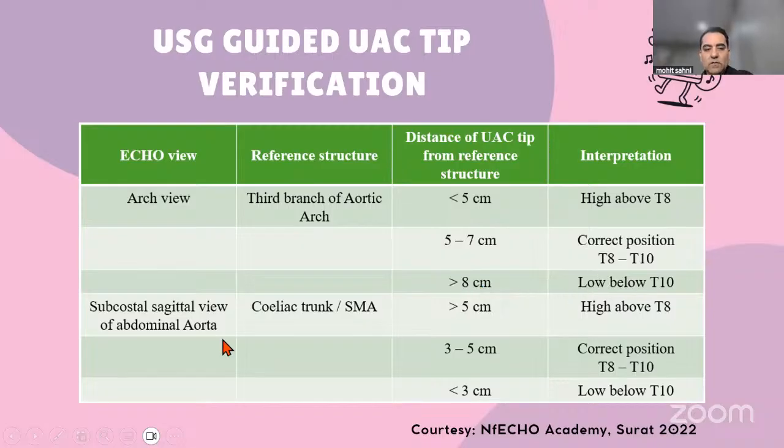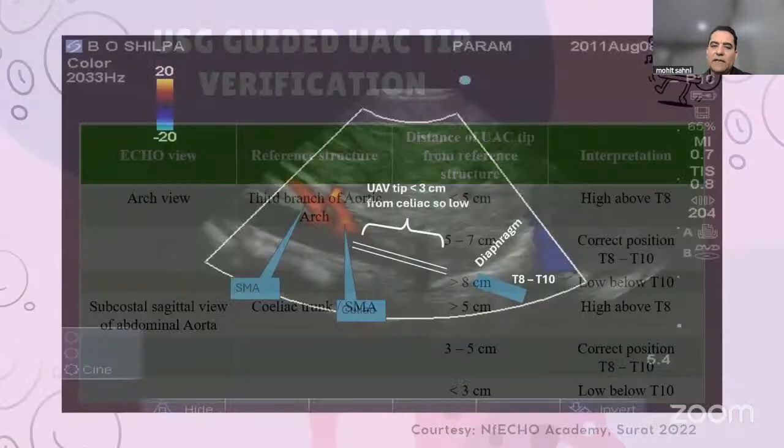And from the subcostal sagittal view, in which we see the UVC, from the view I showed you, the celiac SMA trunk, the ideal distance of the UVC tip should be 3 to 5 centimeters. That means it is in the range of T8 to T10. If it is more than 5 centimeters, it is high, above T8. And if it is less than 3 centimeters, then it is below T10.